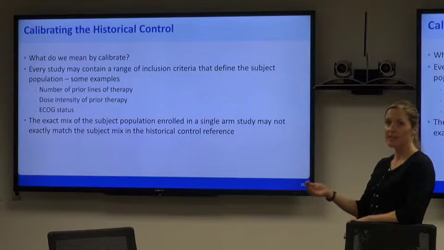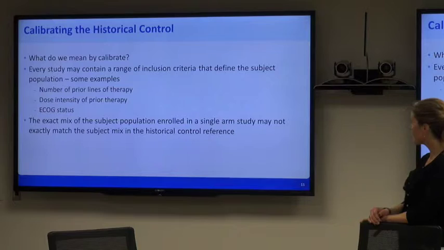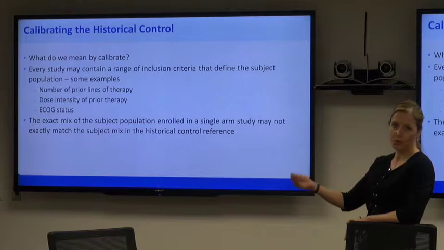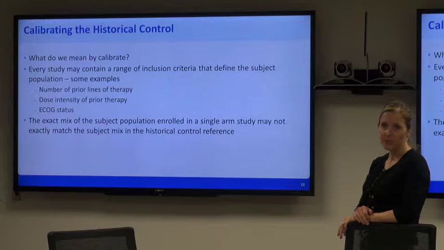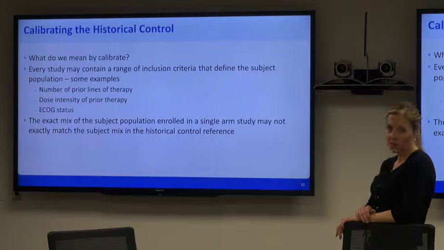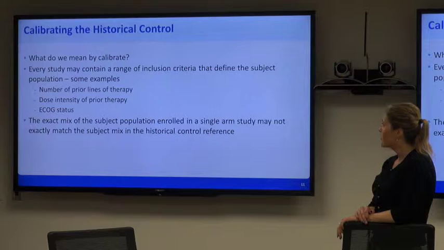And while this is post facto, right, it's useful for publications and things where you're trying to help people interpret your treatment effect. So every study may contain a range of inclusion criteria. So, you know, you may include patients with 1 to 5 lines of prior therapy. You may include patients with ECOG status 0 to 2. And when you actually enroll the study, you're going to have a mix of those patients who are enrolled. And the proportions of patients with important prognostic factors enrolled in your study may not exactly match the proportion of patients with those factors in the subject population in your retrospective reviews. And so when you're actually interpreting the results of your study, you want to be careful to factor this in.